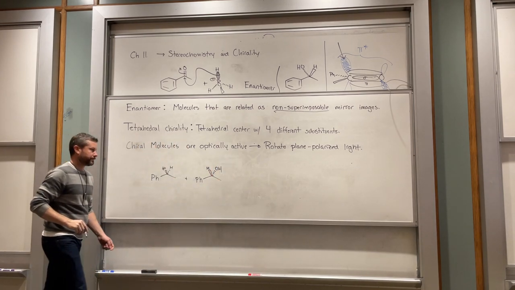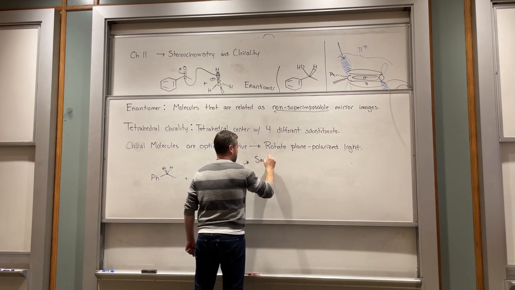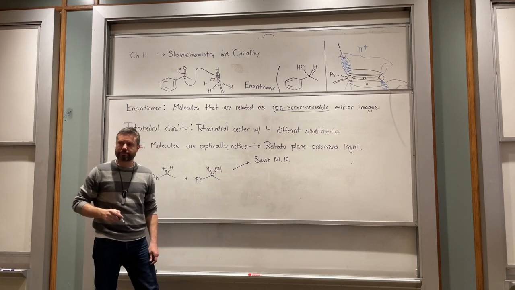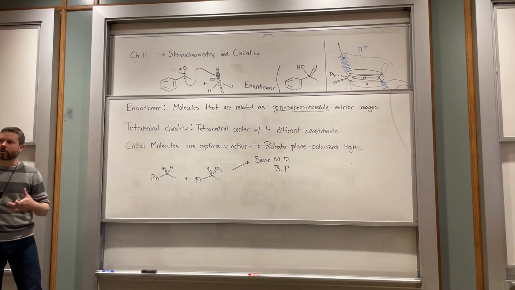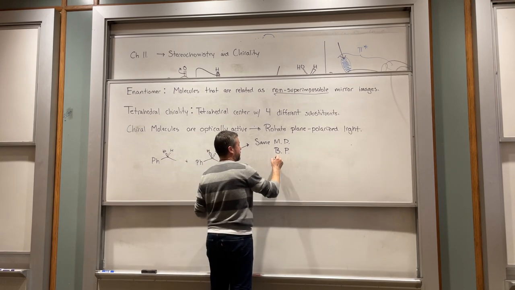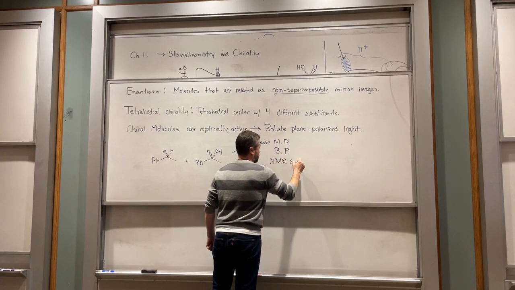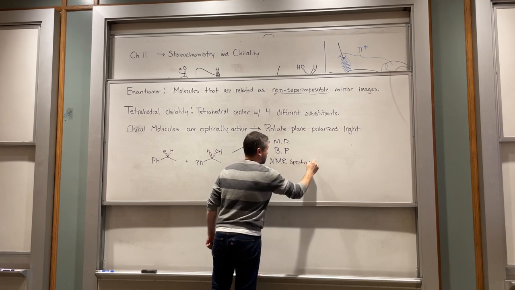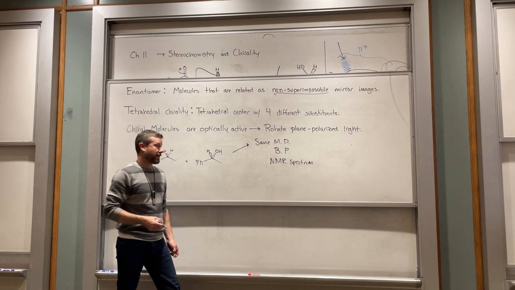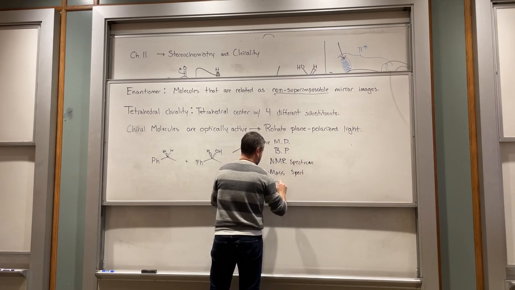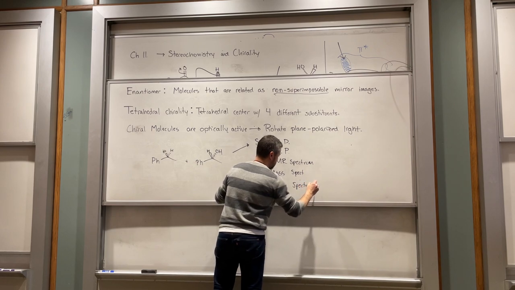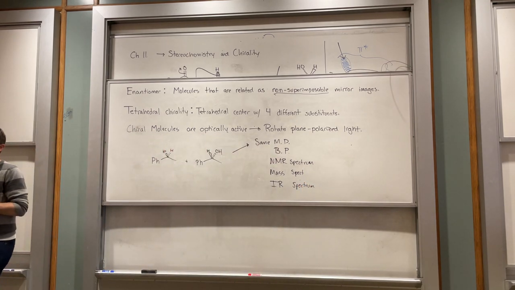Right, so these two molecules, right, they would have the same exact melting point, same exact boiling point. If we were to take an NMR of these two molecules, we would see the exact same NMR spectrum. If we took a mass spec of these two molecules, they would have the exact same mass spectrum. Same IR spectrum. Right, they're going to look the same. Okay, so same physical properties.